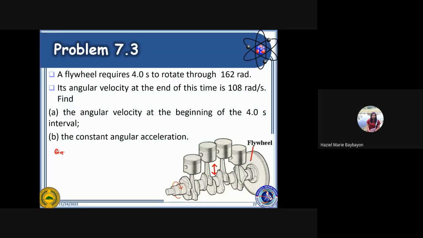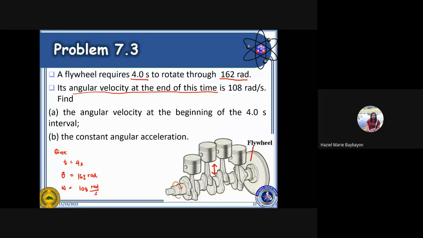Okay, so let us identify first kung unsa ning mga given. So this one is, of course, the time, t equals 4 seconds. And then this one, 162 radians, muna siya ang angular velocity. Angular displacement, 162 radians. Now, we are given also with the angular velocity at the end of this time. So, that would be your omega, the final velocity, angular velocity. So, you have 108 radians per second.